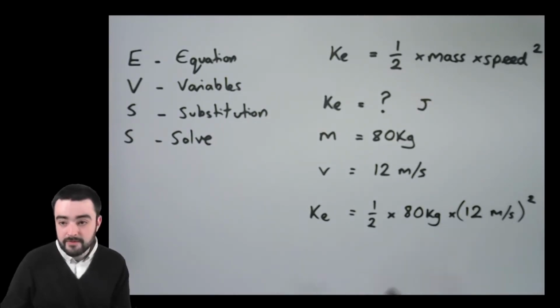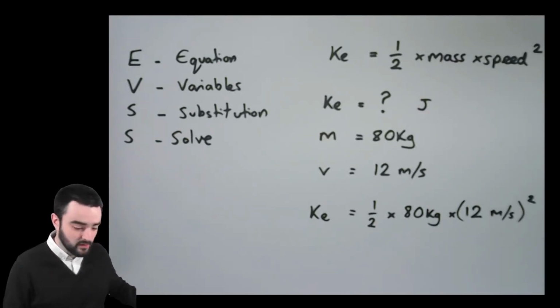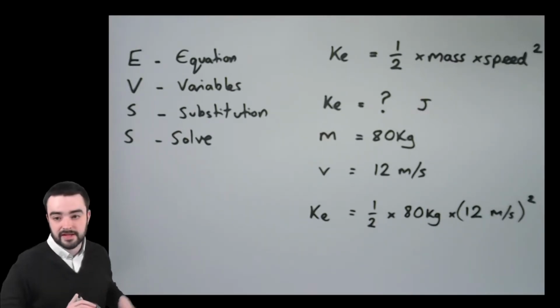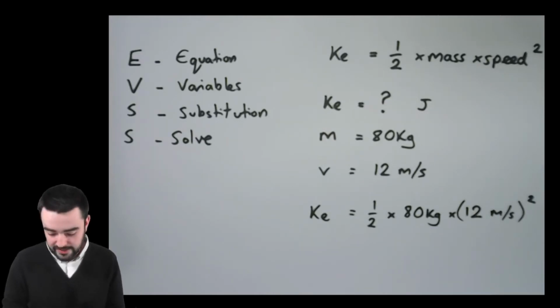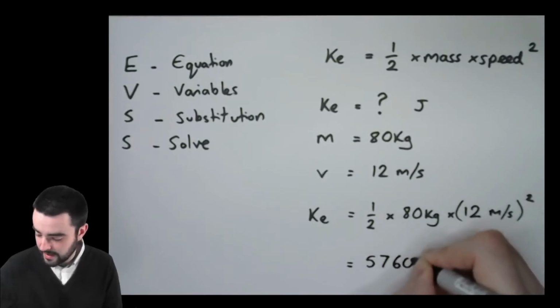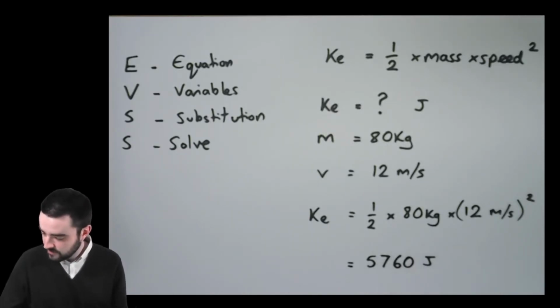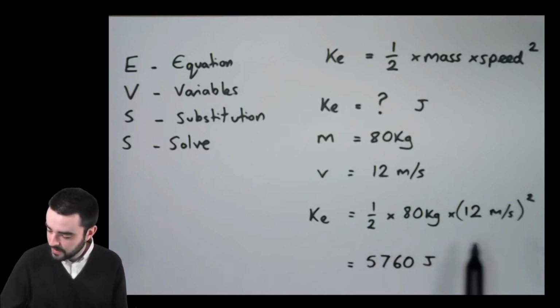This means that if we mess up with our final calculation when we're putting it in the calculator, then we're not going to lose all the marks for that. So now get the calculator out. Put it in, 1/2 times 80 times 12 squared. That is going to be equal to 5,760 joules. Okay, we can do our basic check. Does that sort of seem like the right number? Yep. Yeah, so we've got that.